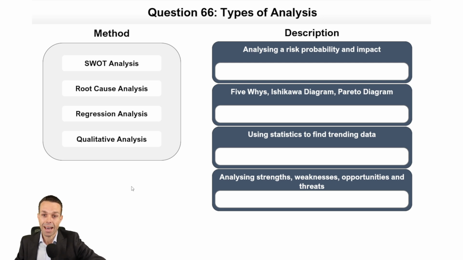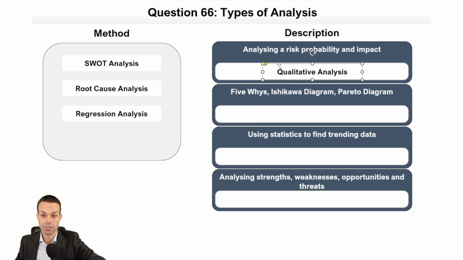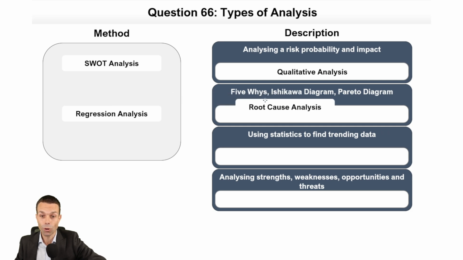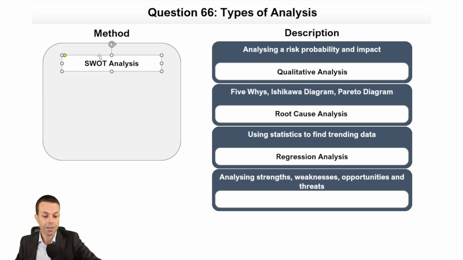All right, more types of analysis. Let's see what we've got. Analyzing a risk probability and impact. That is our risk qualitative analysis. And so that's a good way to do it. 5 whys, Ishikawa diagram, or Pareto diagrams help us find the root cause of the problem, root cause analysis. Using statistics to find trending data, trends, is regression. It's a regression to the mean. So it finds the trend over time. And analyzing strengths, weaknesses, opportunities, and threats. That's an acronym for SWOT, our SWOT analysis.